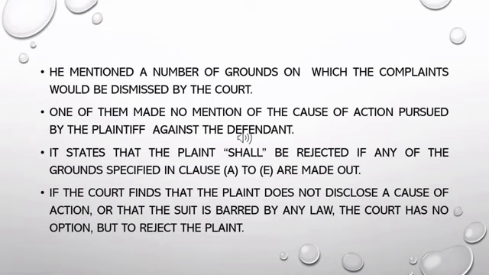Particularly, the Code mentions a number of grounds on which the plaint would be dismissed by the court. There is no need to mention the cause of action pursued by the plaintiff against the defendant. It states that the plaint shall be rejected if any grounds specified in clauses A to E are made out. So, under Order 7 Rule 11, clauses A to E, a plaint should be rejected if it falls within these specified grounds.